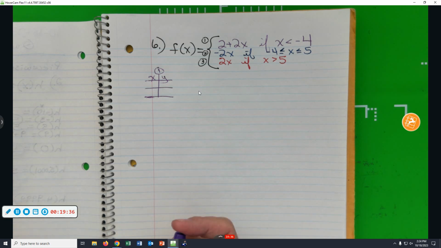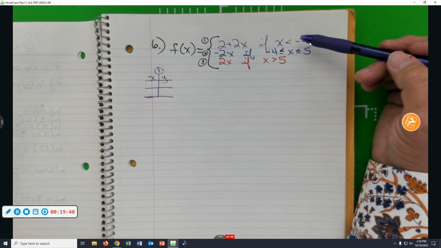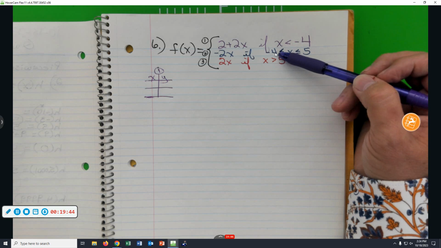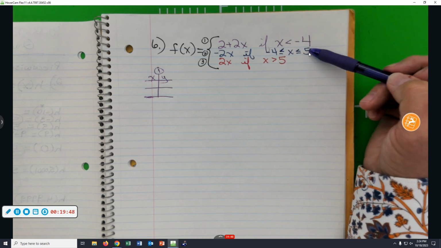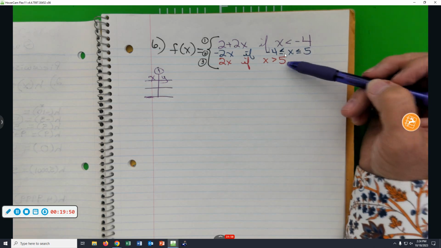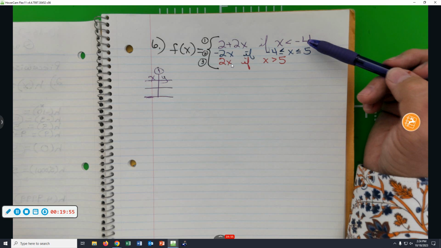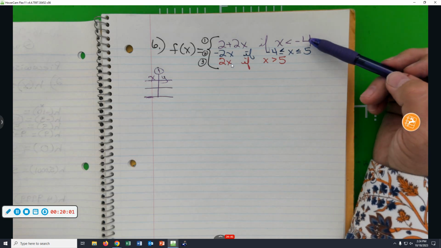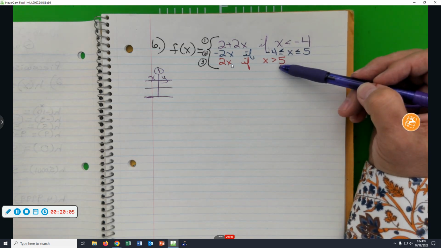Now realize that negative 4 is where the purple piece cuts off and switches to the blue piece. At positive 5, the blue piece cuts off and switches to the red piece. For lack of a better word, I'm going to call these points where the graph is changing cut points. So we're going to have a cut point at -4 and at +5.